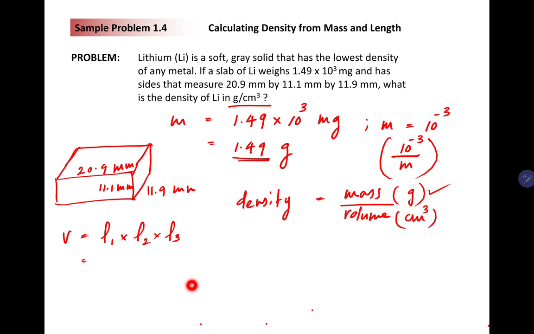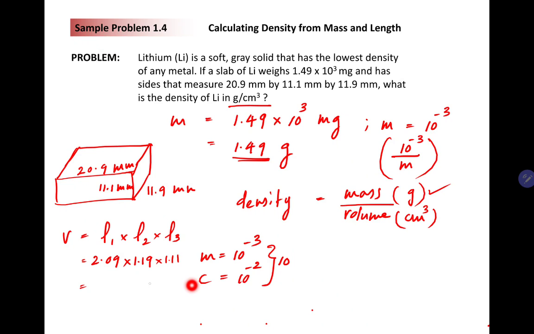How do I know that? It is very straightforward. Milli is 10 to the power minus 3, and centi is 10 to the power minus 2. So the difference is 10. Centi is a 10 times bigger unit, so when you measure the same length by a 10 times bigger unit, you simply divide the value by 10. So L1 will be 2.09, L2 will be 1.19, and L3 will be 1.11.